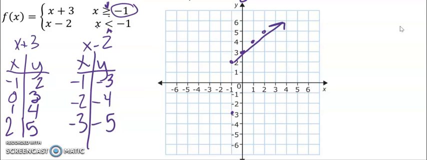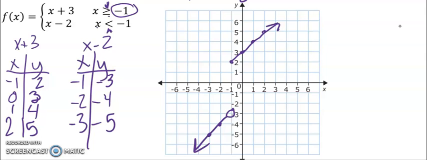This one's -1, -3, then -2, -4, -3, -5. This time, it is an open circle, a first point, and it goes in a downward motion. So this is our piecewise, and we're going to use a table to figure it out.